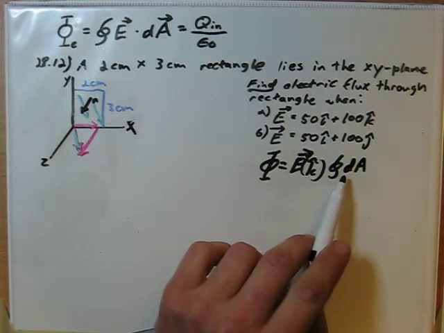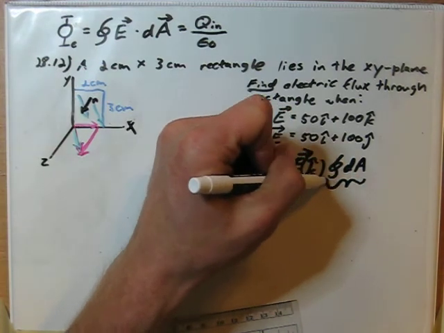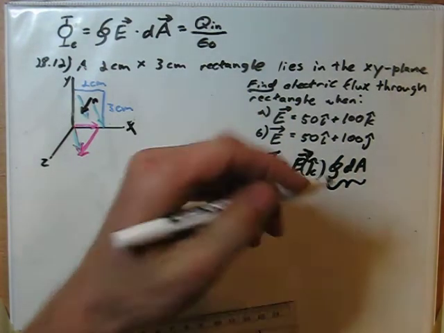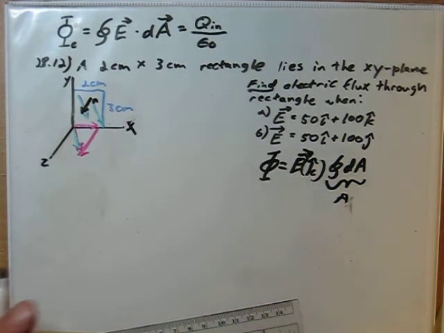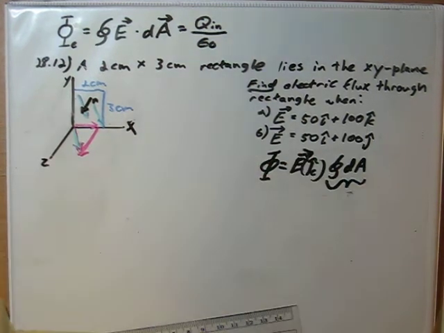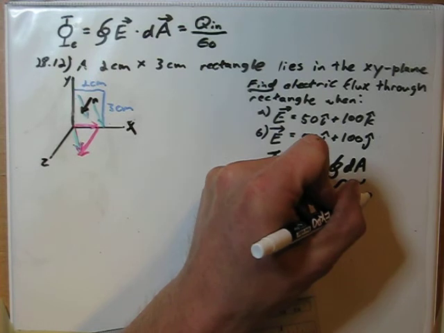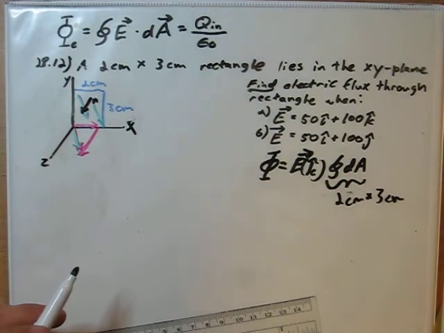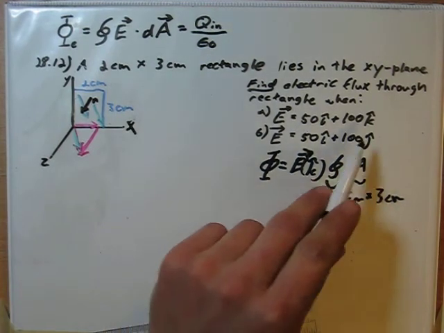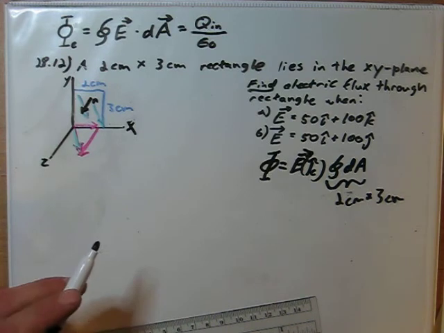Understanding that if we integrate that, we're just going to end up with A, the area. So what is our area? Our area would actually be our 2 centimeters times our 3 centimeters, which is equal to our area. So we could plug in some values and progress in this equation here.